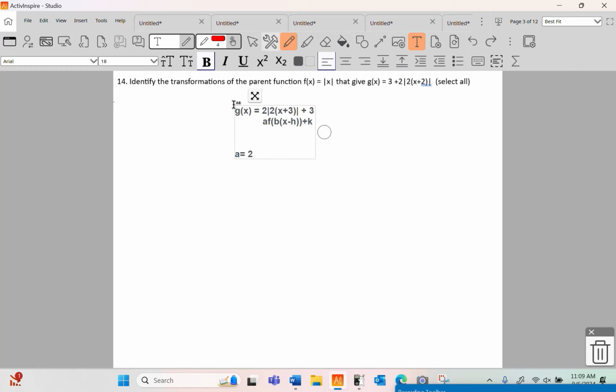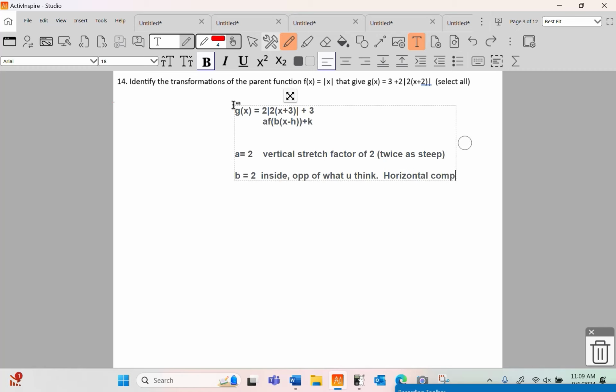A is 2. Okay. That is a vertical stretch. Factor of 2. Literally twice as steep. B is 2. It's inside, so it's opposite of what you think. This is a vertical, sorry, not vertical. Inside is about the horizontal. So horizontal compression literally means half the width.